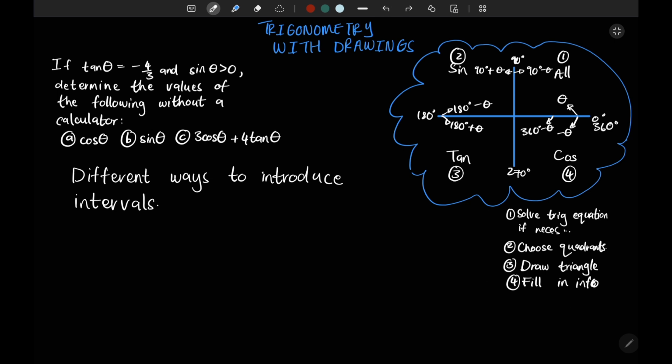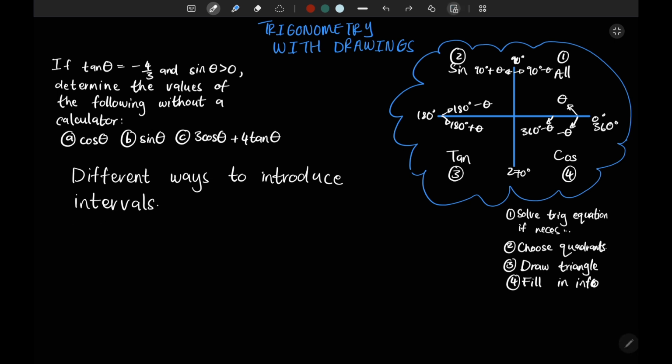But before we continue, remember I told you that you have to learn how to decipher your intervals. You need to know what they mean. And if you don't, all your answers will be wrong. So you need to make sure that you master intervals. So before we start, I want to tell you different ways they'll introduce intervals.